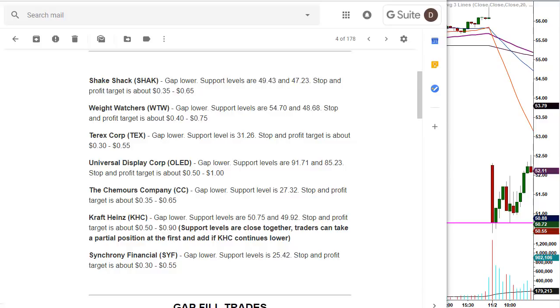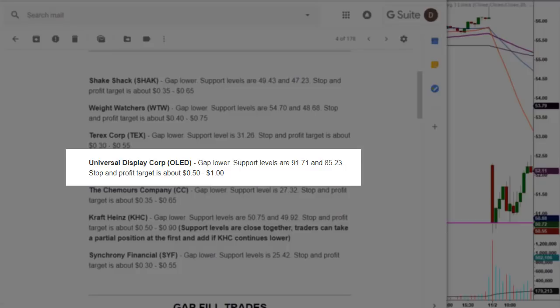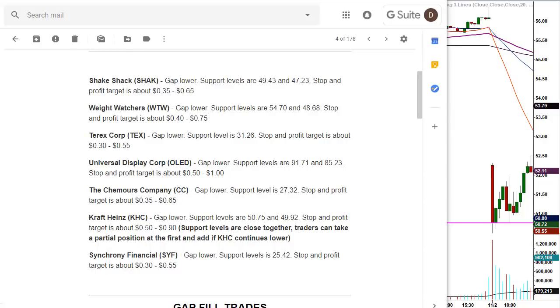The next one on the board was OLED, Universal Display, OLED, gap lower. Support levels are 91.71 and 85.23. Stop and profit target is about 50 cents to $1. Keep note of that, and remember that I said these are minimum profit targets. There's an entire video module in the course that teaches traders how to take advantage of situations like OLED today. The next one on the board was a no trade, CC.